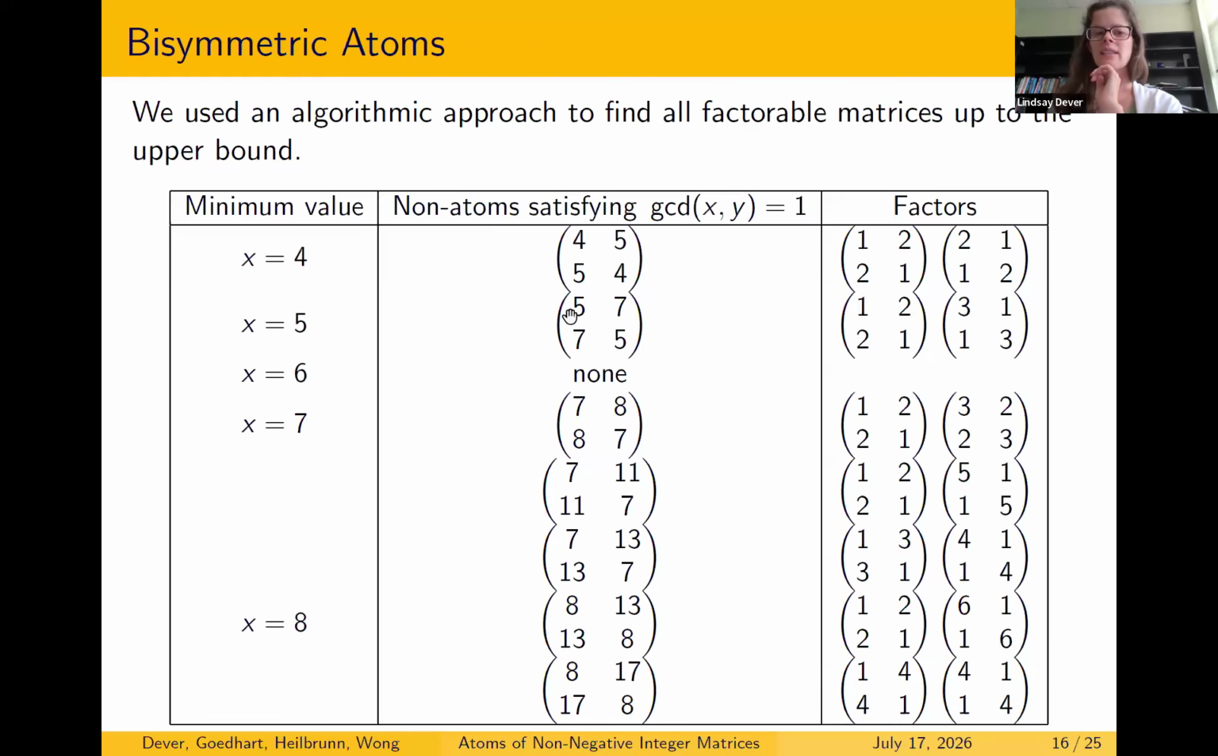We looked at the factorizations and essentially found all of the factorable matrices with this relatively prime condition for each minimum value. So for example, for minimum value 4, the only bisymmetric matrix with relatively prime entries that factors is 4, 5, 5, 4. All of the rest, where Y is relatively prime to 4, are atoms. Okay, so these are a complete list.